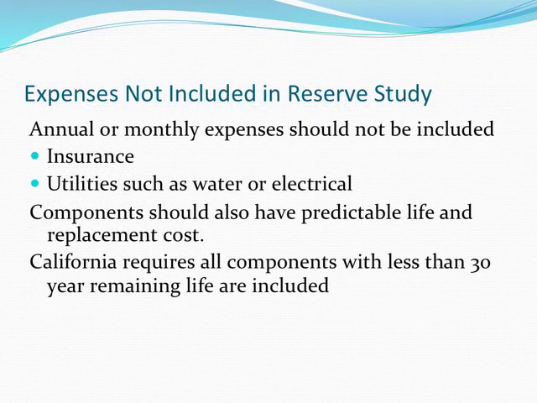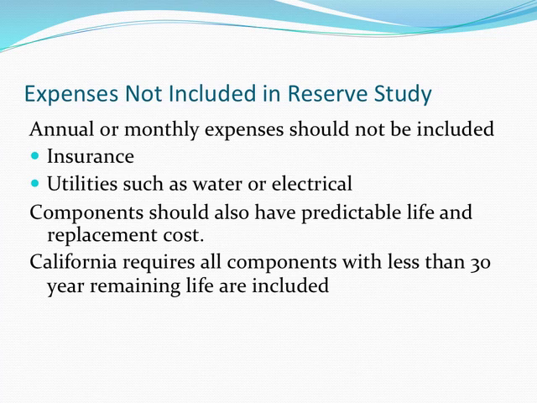Most associations have two separate budgets, one for reserves and one for operating expenses. A good rule of thumb is that any expense that is a monthly or annual expense should be included in the operating budget, and any expense that occurs every 2 years or less frequently should be included in the reserve study and reserve budget. So any expenses that are included in the operating budget should not be included in the reserve study. Some examples of this are insurance and utilities, such as water and electricity.